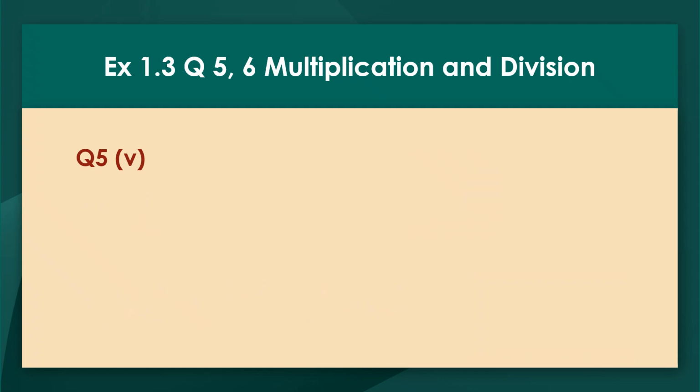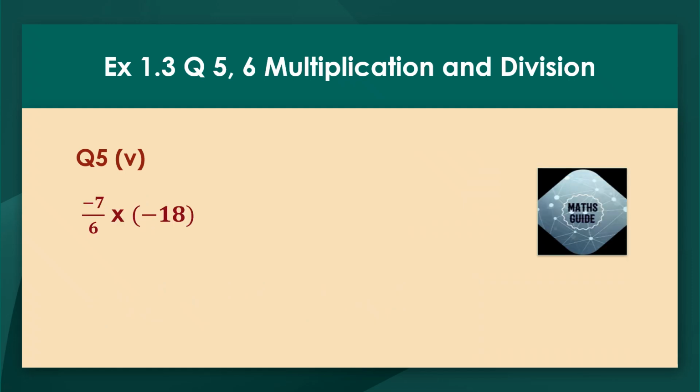Now the easiest question, that is question number 5 part 5: -7/6 multiplied by -18. So let's cancel by dividing by the highest common factor, and the highest common factor of 6 and 18 is 6. So it means 6 into 1 is 6 and 6 into 3 is 18. Now we have two negative signs multiplying with each other. 7 into 3 is 21 and minus minus is plus, so the answer is positive 21.